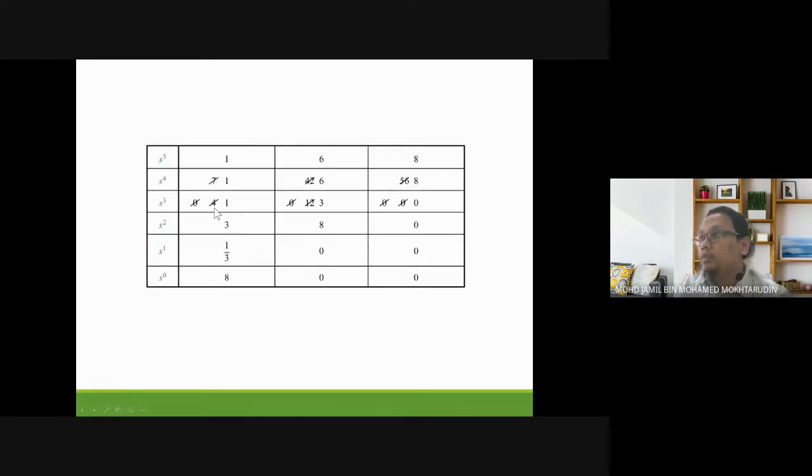Then using the new values, we continue with the calculation of the subsequent rows, S squared, S1, and S0. And then we can analyze this by looking at the first column. In the first column, there are no sign changes, meaning that the system is stable.